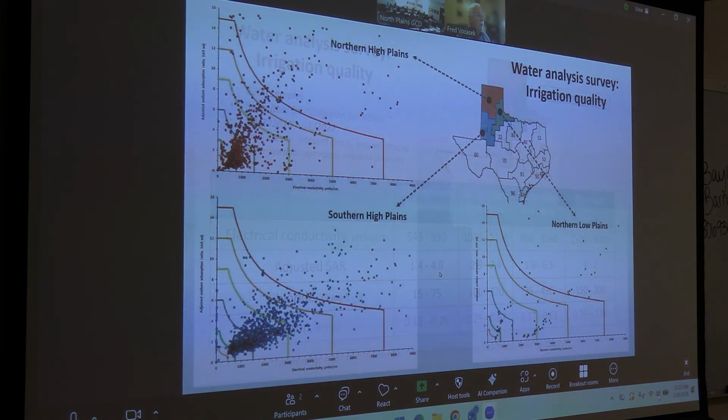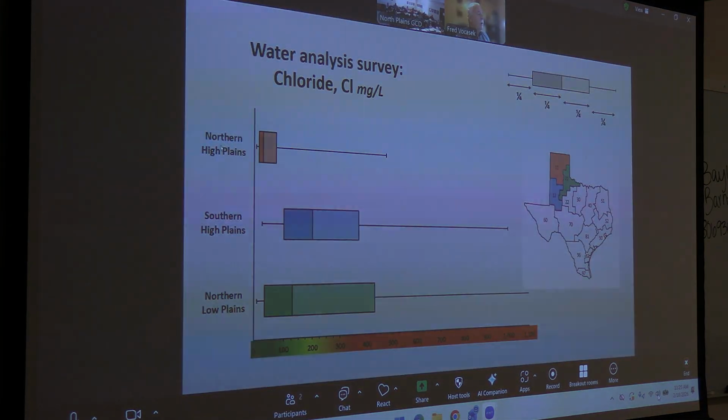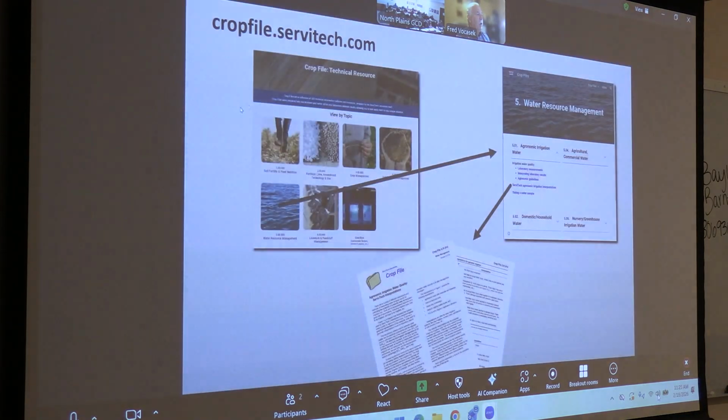What I did then was I took all those irrigation water samples by crop reporting district, and I plotted them in our system here. So we've got the northern high plains, which would catch the upper part of the panhandle, the southern high plains, southwest panhandle, and then the low plains, which probably has less irrigation in there. But for the most part, we have pretty good irrigation water quality across the board.